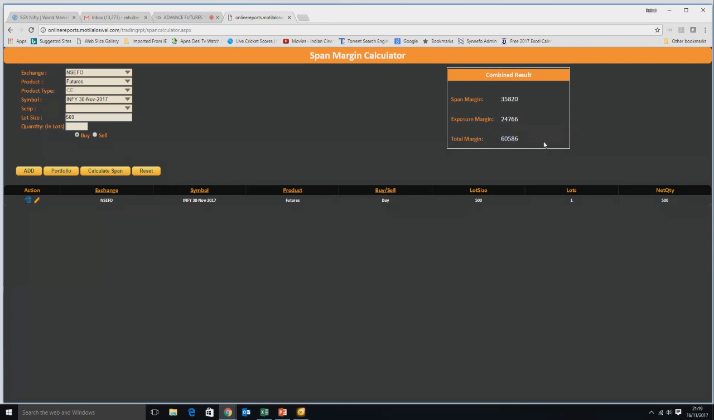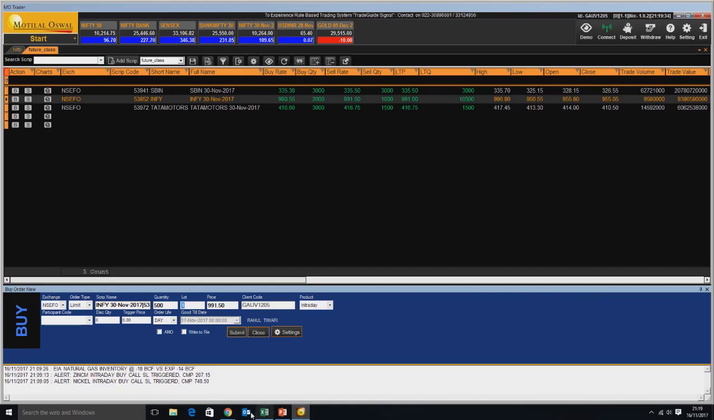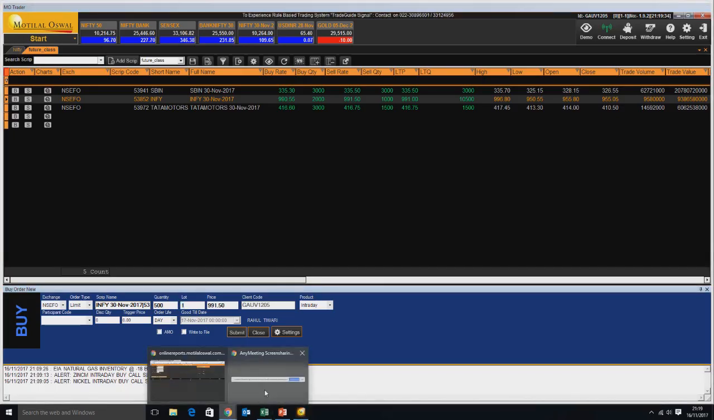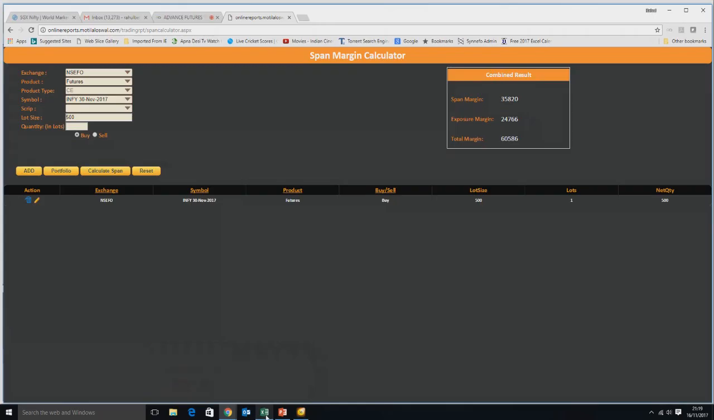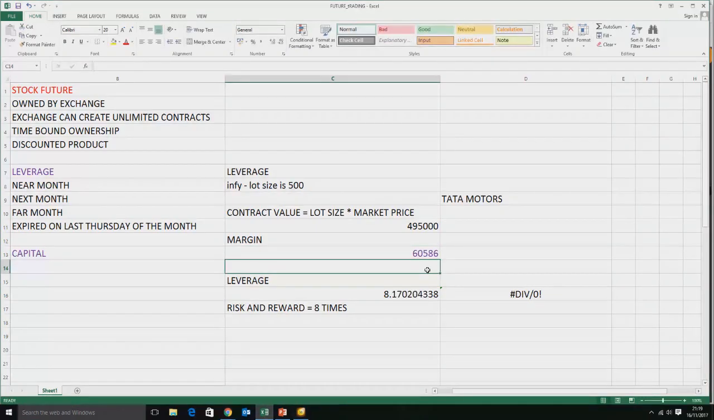60,586. So let's do our calculation here. The margin required is 60,586. Right. So what is leverage?